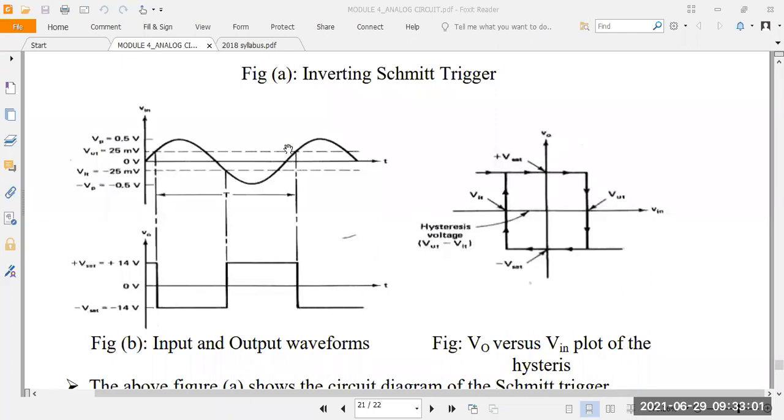It means we are going to convert 0.5 volt to 14 volt, that is, lower voltage to higher voltage. The input voltage is 0.5 and the output voltage is 14. So we are going to amplify the signal from 0.5 to 14 by converting it to a square wave. After that you have to draw the hysteresis curve. What is the meaning of hysteresis? Can anyone tell me?